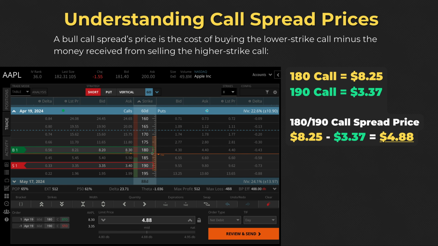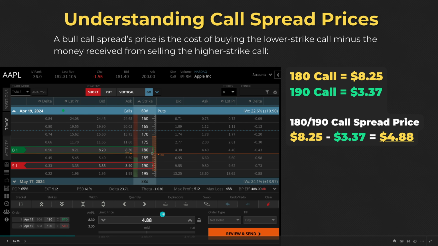$3.37. We can calculate the call spread's price by taking the 180 call at $8.25 and subtracting the price that we're receiving for the 190 call, which is $3.37. And this gives us a price for this spread of $4.88, which we can see down here in the middle of the platform. And as we've talked about, the maximum loss potential is going to be $488, which is 100 times the entry price of the spread.